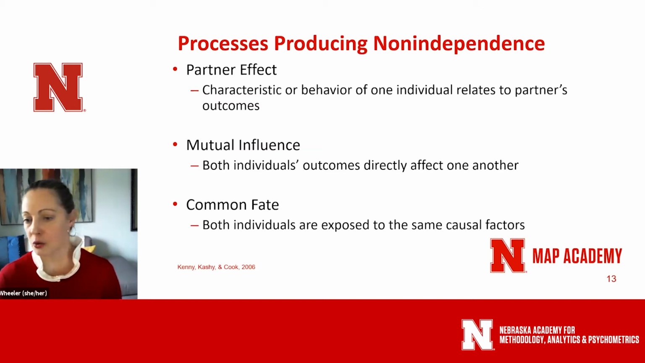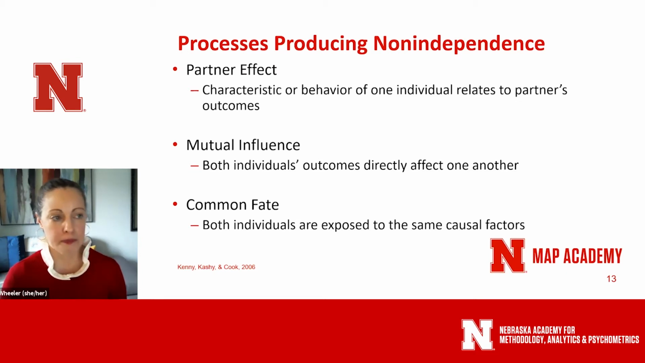And then there's also what is called common fate. So common fate effects occur when both dyad members are exposed to the same causal factors. So consider again that roommate example. If their apartment complex is poorly maintained and the environment is unpleasant, then the two roommates' satisfaction might be similar because the unpleasant environment affects both roommates. So this is just kind of thinking about and contextualizing this non-independent nature of our data.